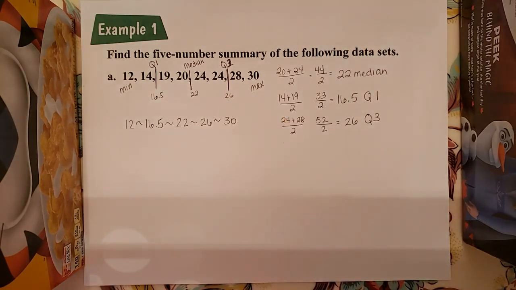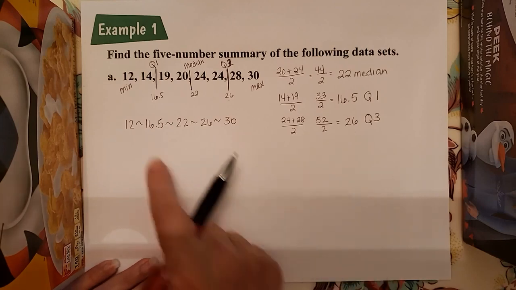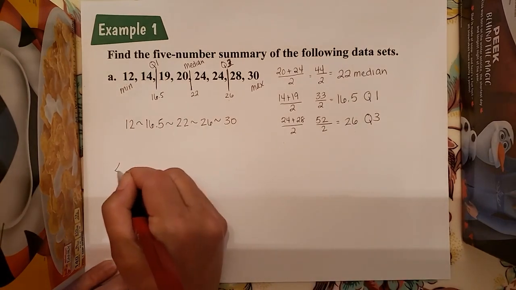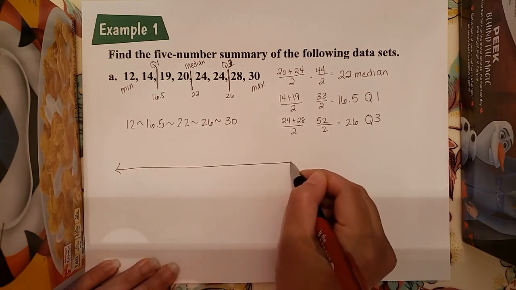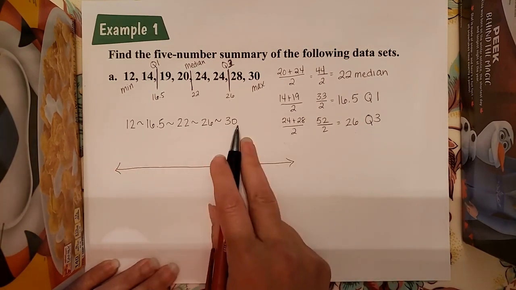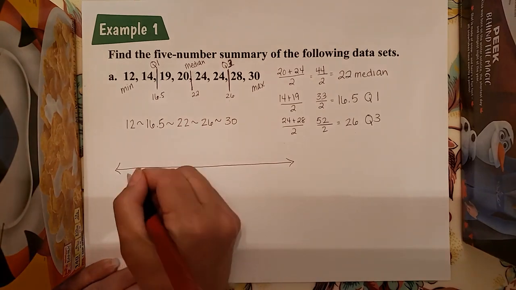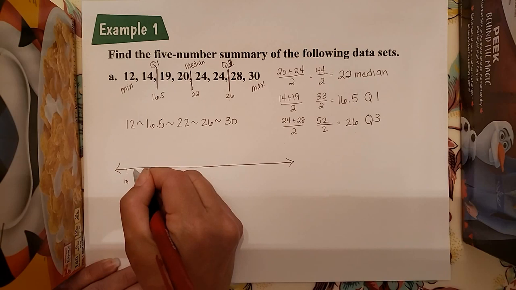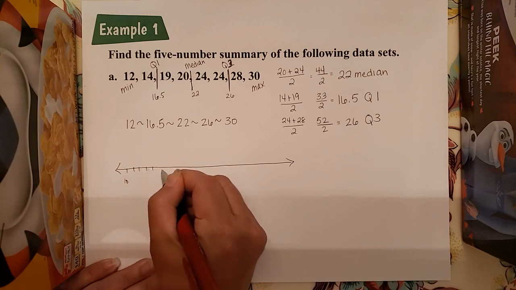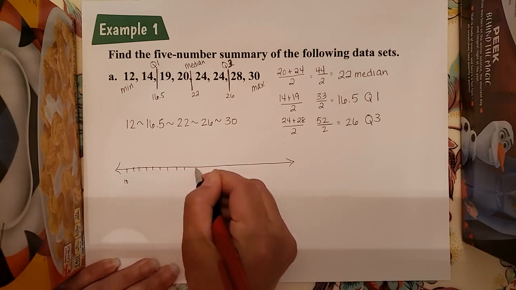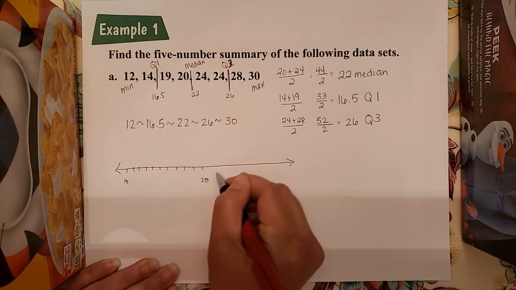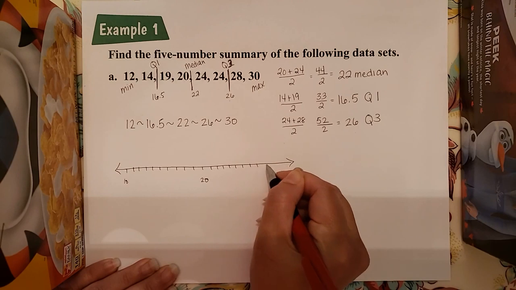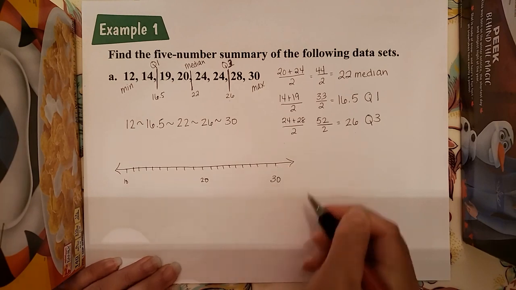Now, how do we find a box and whisker plot? Well, we're going to take these numbers and create a number line. And we've got, let's see, between 12 and 30 here. So I'm going to do 10, 11, 12, 13, 14, 15, 16, 17, 18, 19, 20, 21, 22, 23, 24, 25, 26, 27, 28, 29, 30.